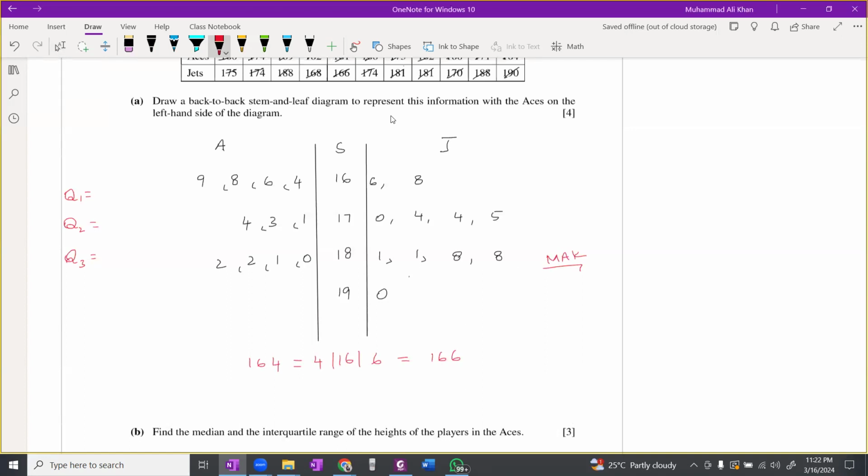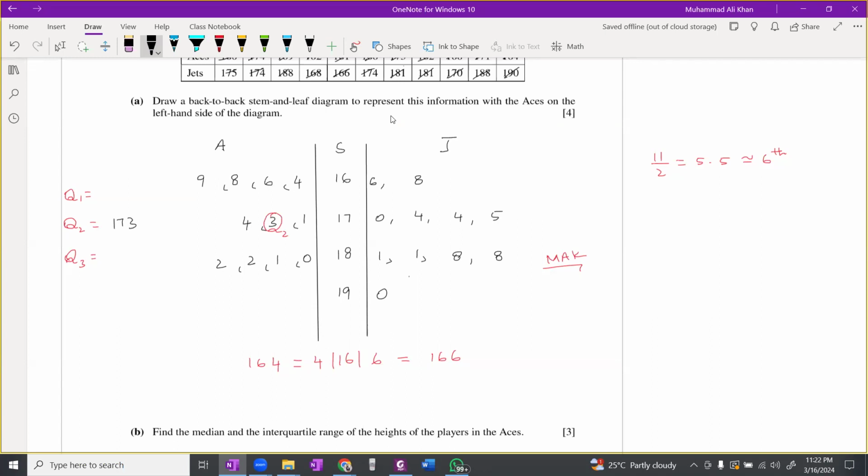So first divide 11 by 2. So 11 divided by 2 is 5.5. इसको आप round off कर दीजिए तो you will get the median. Sixth value is the median. So now count the sixth value. 1, 2, 3, 4, 5. Sixth value is the median. This is Q2. And what is Q2? It is 173.